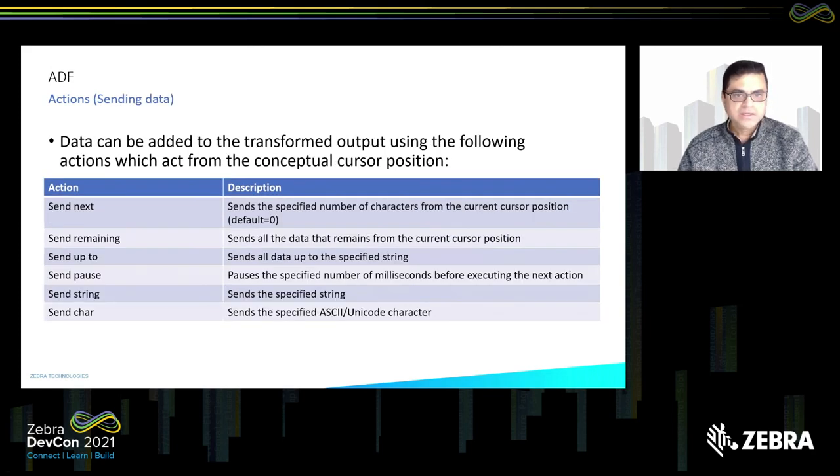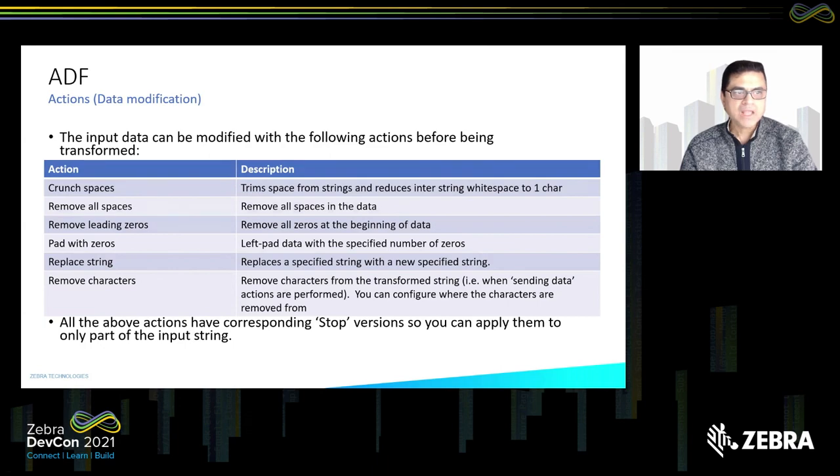And in addition to that, you can say, send me a number of characters from that last criteria and send me remaining data, send me up to certain string, and then pause for a few milliseconds before sending me this data. Send me a specified string only and send me specified ASCII Unicode characters. So you can play with all of this and make it very powerful so that you don't have to change code in your application. More actions: crunch spaces, get rid of spaces, remove all leading zeros, pad with zeros, replace string with some other string if you find the string, and remove characters from transformed string. So you can modify the string and then remove characters at the end.